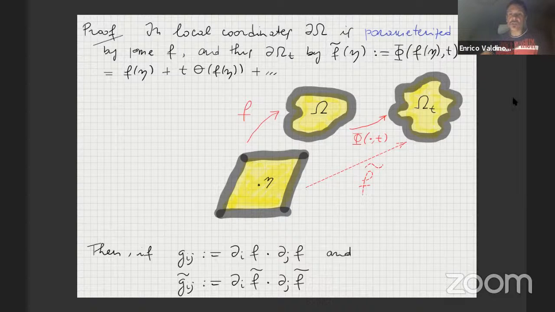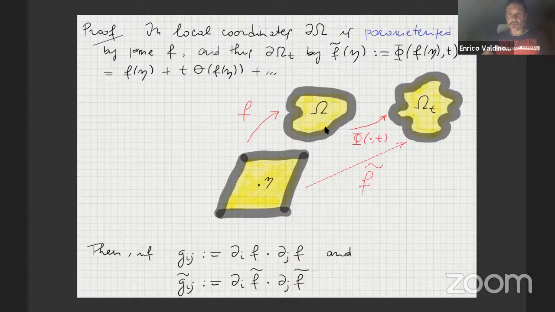So corresponding to this f tilde, I have a new metric, g tilde ij, which is again the ith derivative of f tilde, scalar product, the jth derivative of f tilde. Okay, so please stop me if there is anything unclear, or if I'm saying something silly or whatever.